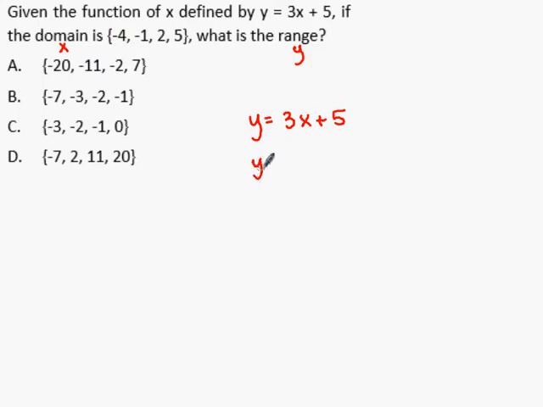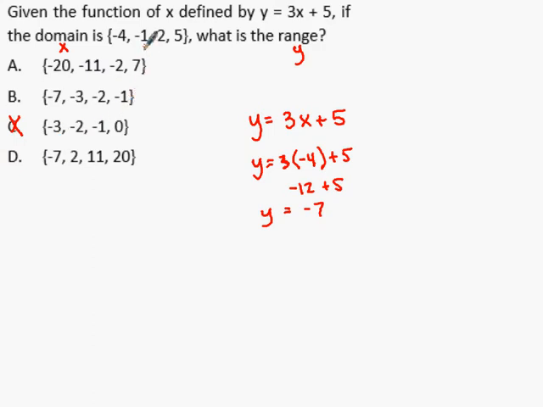So I have y equals 3 times -4 plus 5. Well, I know that 3 times -4 is -12 plus 5, and that equals -7. Okay, so one of my range values is going to be -7. The problem is answers A, B, and D all have -7 in those answers. But the nice thing is answer C does not. So I can cross this one off my list already.